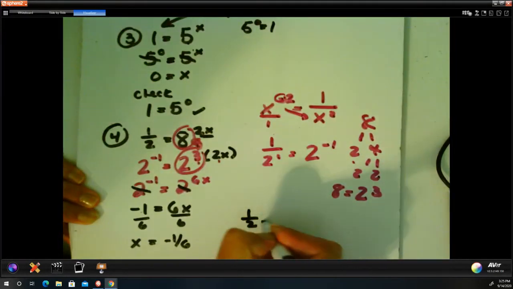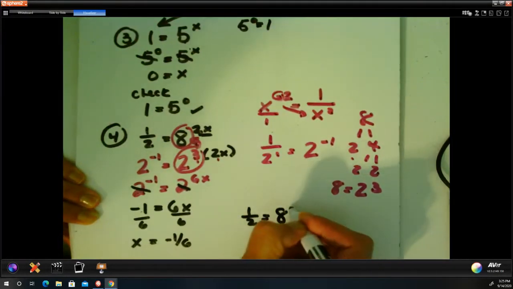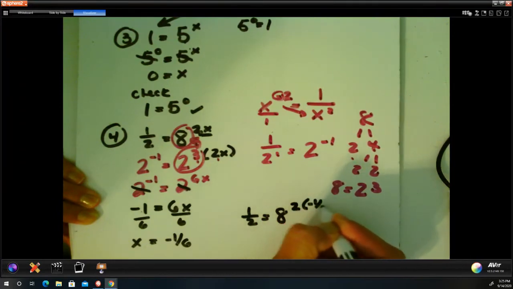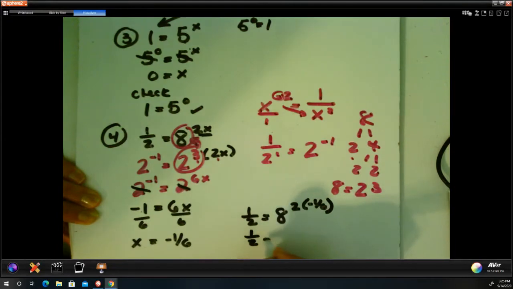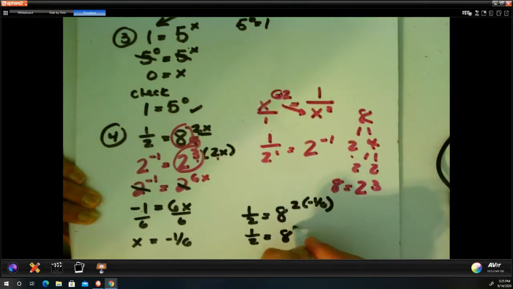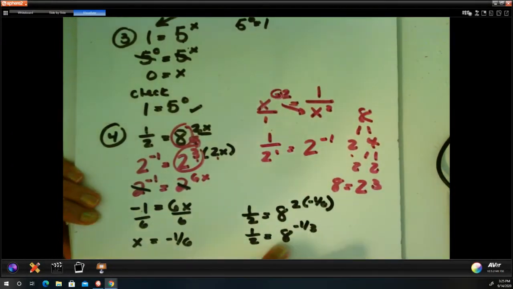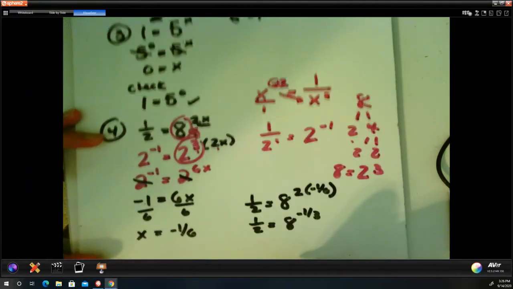And then you want to check that. So does 1/2 equal 8 times 2 to the negative 1/6? You want to use the original. 1/2 equals 8. This would actually be negative 1/3. And if you plug that in your calculator, you will see that that works.